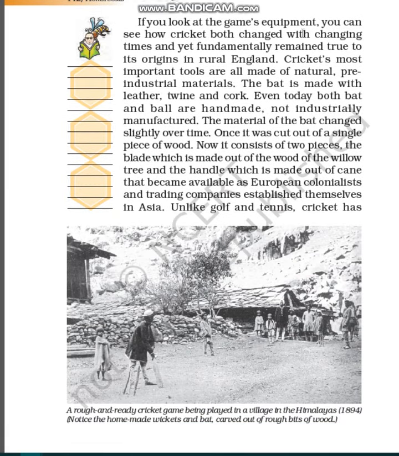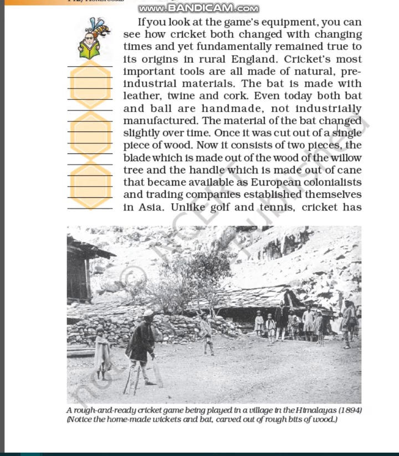If you look at the game's equipment, you can see how cricket both changed with changing times and yet fundamentally remained true to its origin in rural England. Cricket's most important tools are all made of natural, pre-industrial materials. The ball is made with leather, twine and cork. Even today, both bat and ball are handmade, not industrially manufactured.